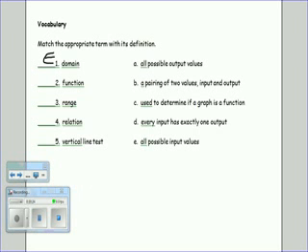Number 2, function. What do you think that would be? I heard B and I heard D. D. Every input has exactly one output. That's the definition of a function. Range. A. All possible output values. 4. A relation. B. A pairing of two values, input and output. And vertical line test is C. Any questions about those? That's going to be the first part of your quiz tomorrow.